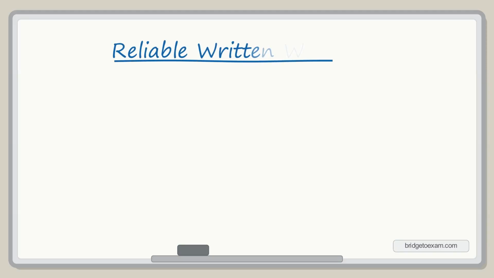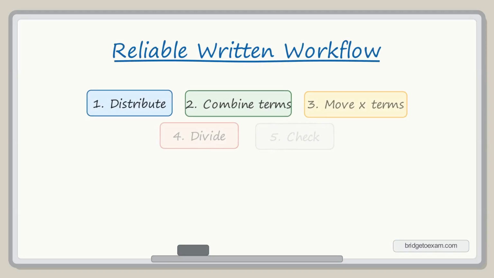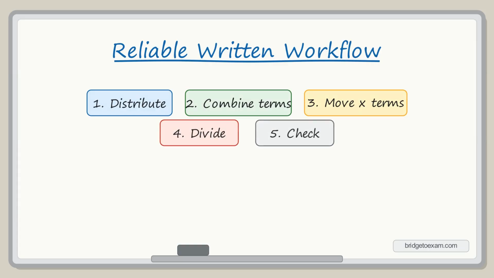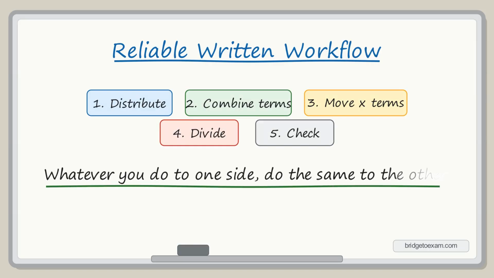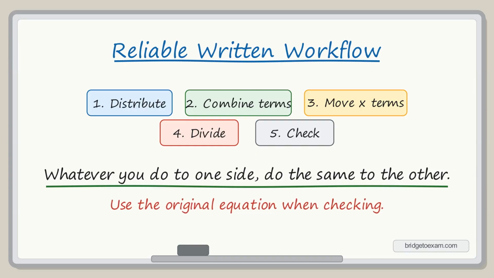Use this written workflow. First distribute, then combine like terms on each side. Move variable terms to one side and constants to the other. Divide by the remaining coefficient, then check in the original equation.